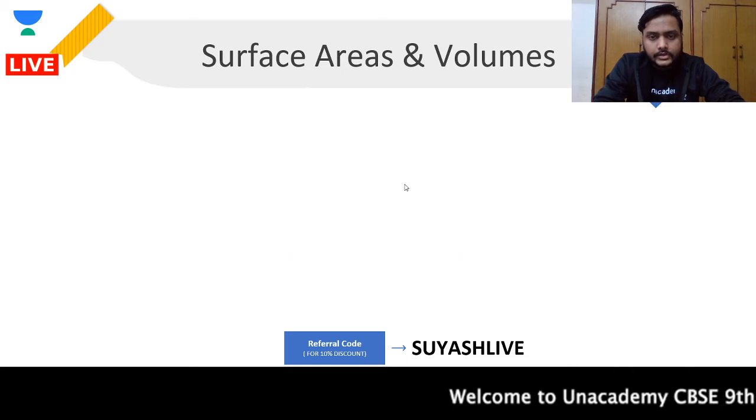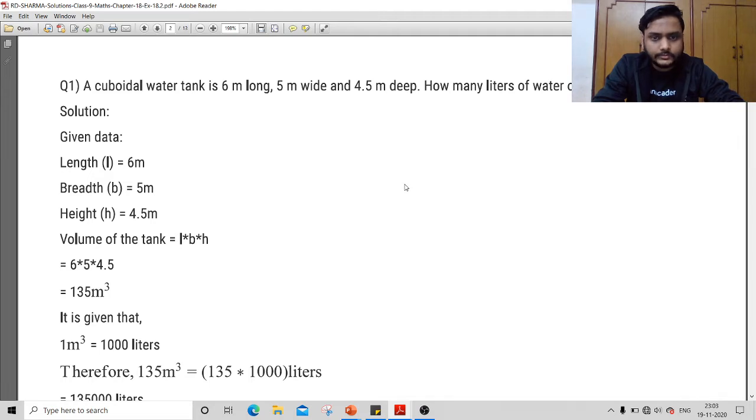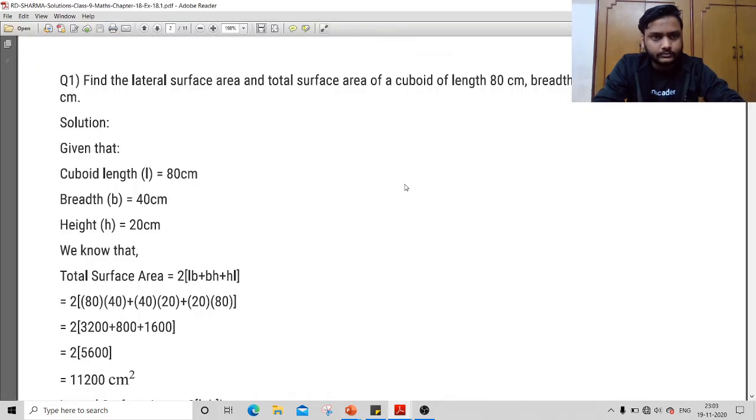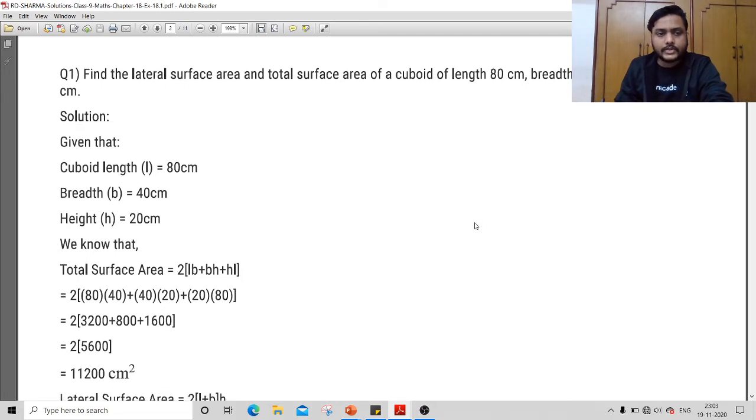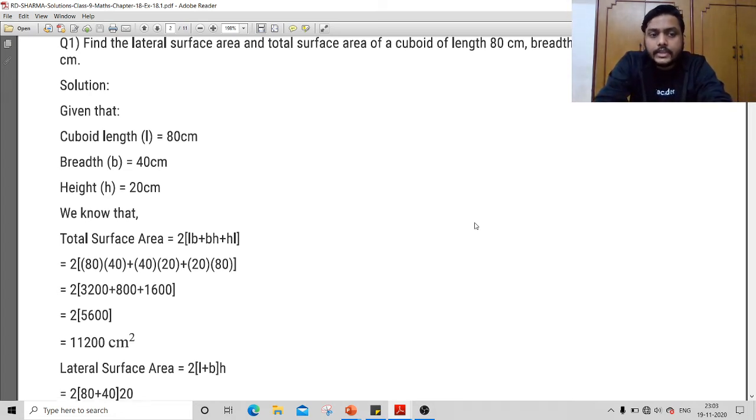Okay, so now let's quickly talk about some of the questions that we can have based on this. Okay guys, if you talk about this question over here, very simple question that you can see on the screen right now. I just need to find out the lateral surface area and the total surface area of a cuboid whose length is 80 centimeter, breadth is 40 centimeter and height is 20 centimeter. You can clearly see that the length is given as 80, the breadth is given as 40, and height is given as 20 centimeter.